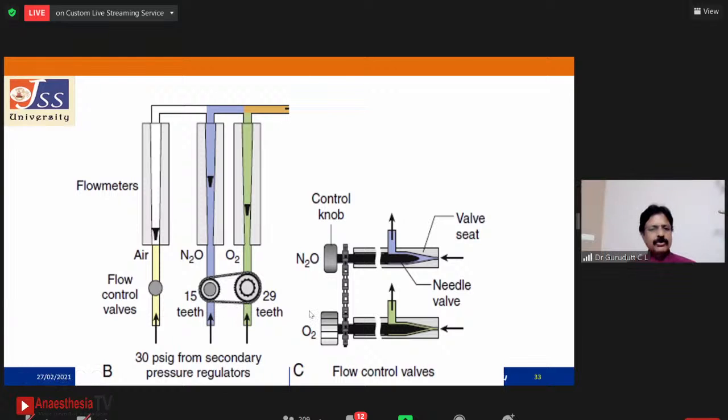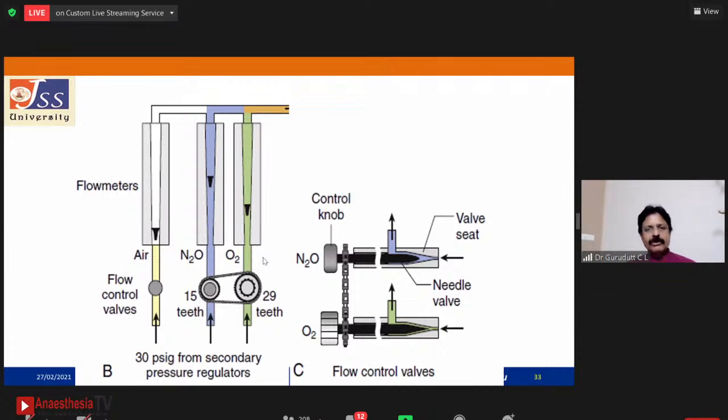The oxygen sprocket has 29 teeth, and the nitrous oxide sprocket has 15 teeth. So when you rotate nitrous oxide 2 turns, the oxygen rotates 1 rotation. That means this itself will produce a 2:1 ratio.